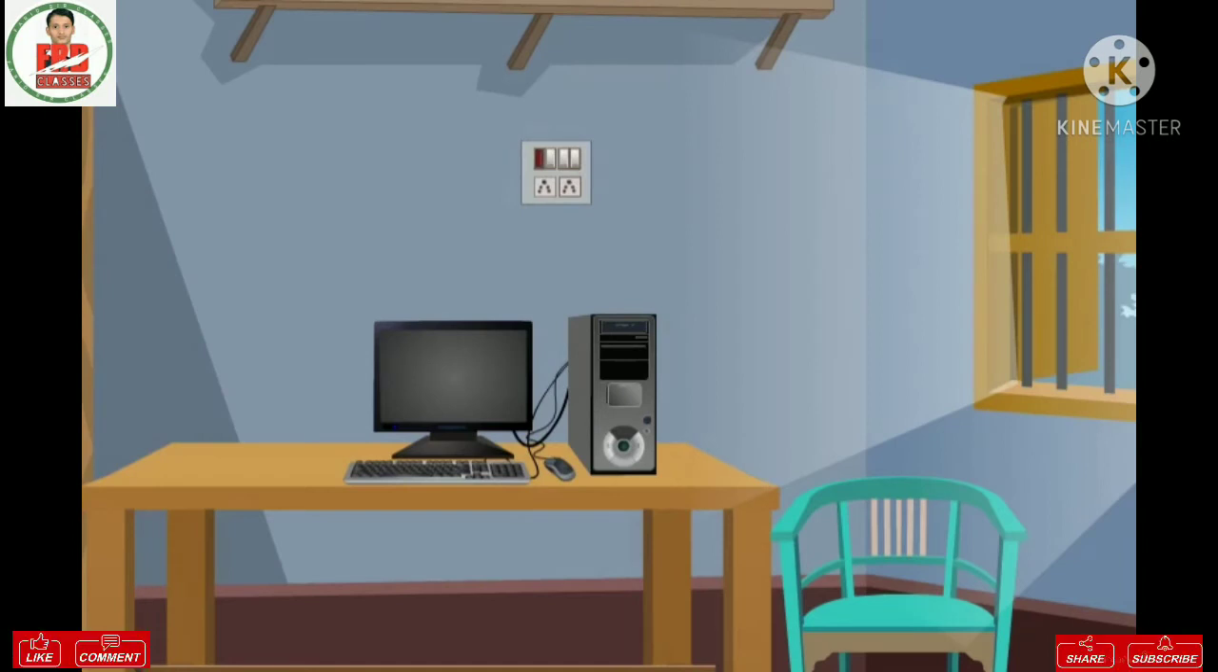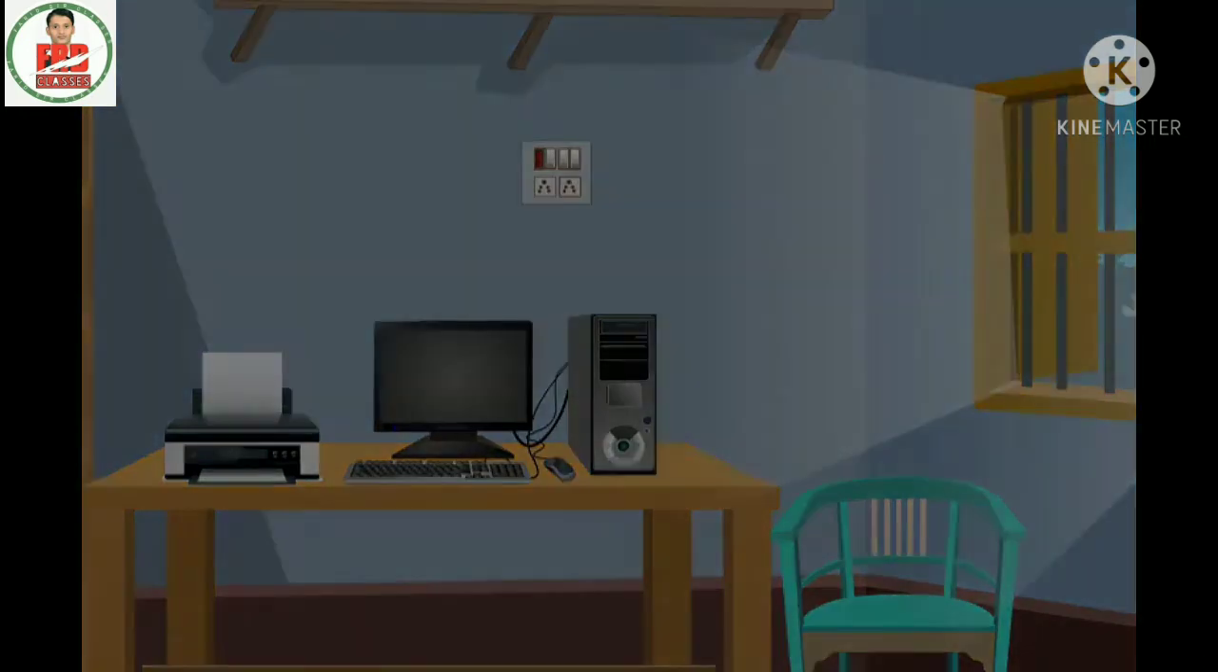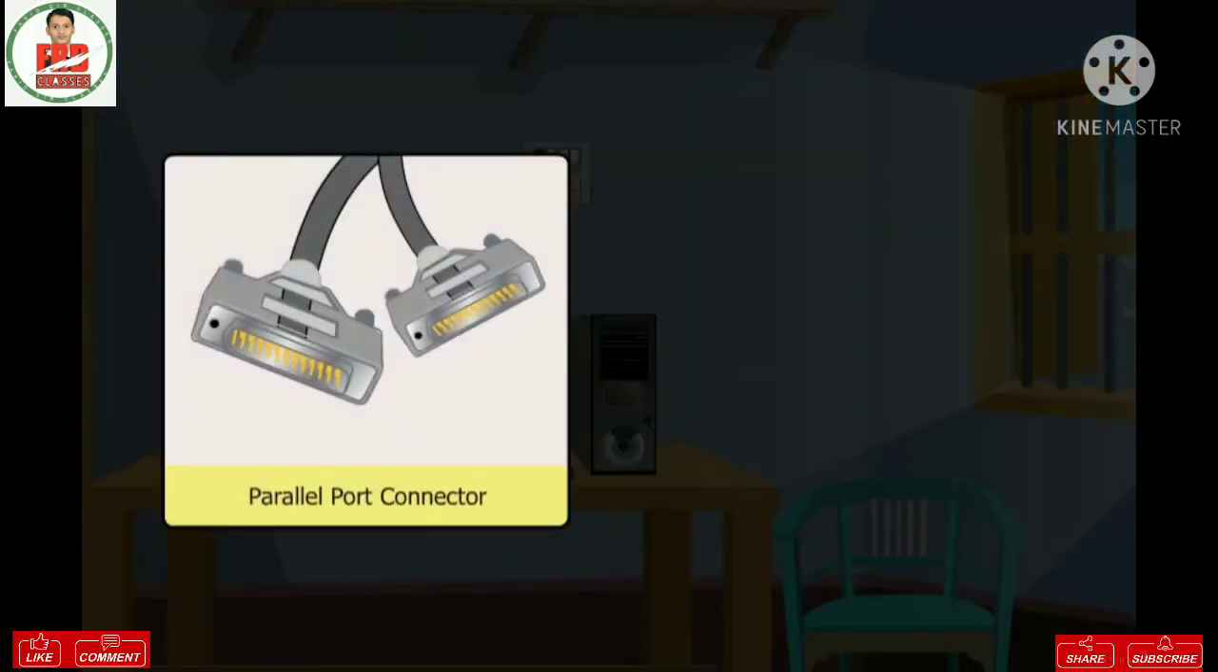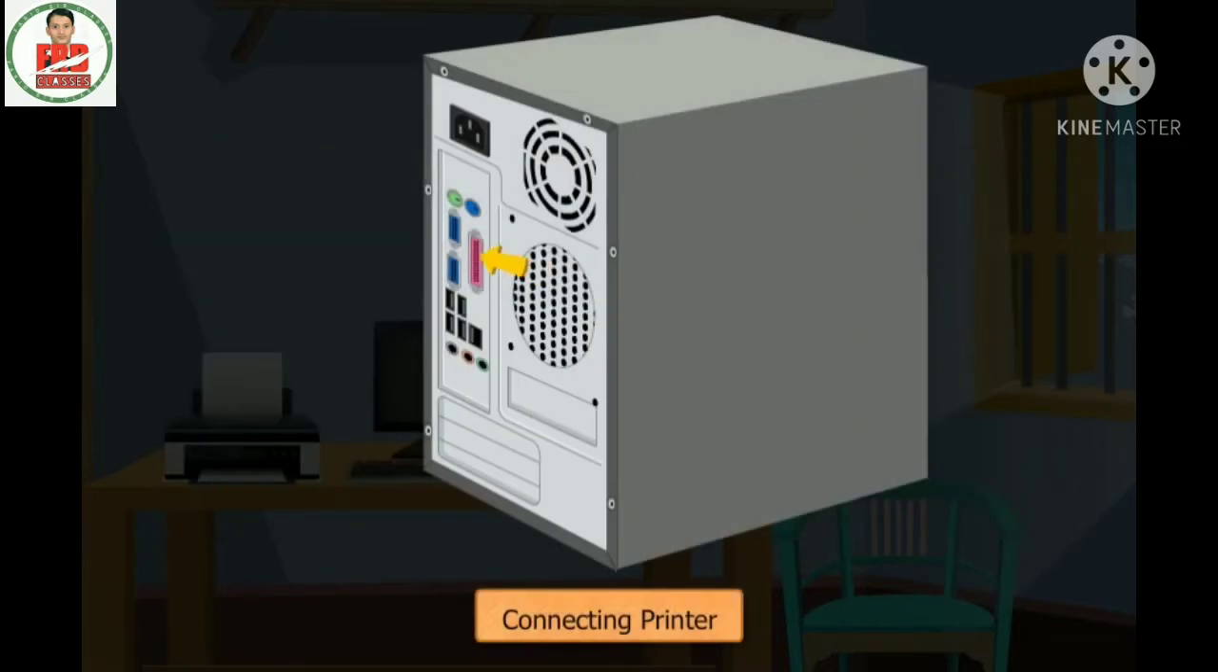Now, we need to connect the printer to the system unit. Printer has two models of connectors. They are parallel port connector and USB connector. We can connect the printer to either of the two ports in the system unit, depending on the type of connector in the printer.